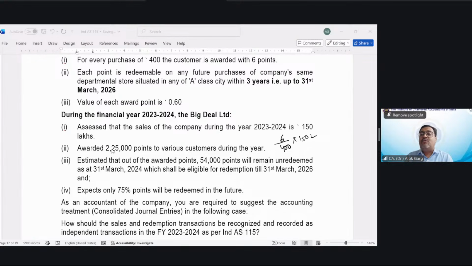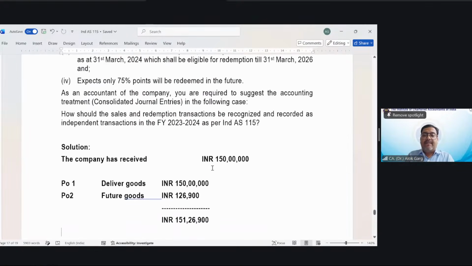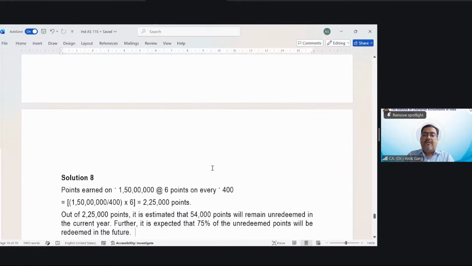This will give you 2,25,000 reward points. If you see here, points earned on 150 lakh at the rate of 6 points on every 400. So 150 lakh, 1 crore 50 lakh, divided by 400, multiplied by 6, gives 2,25,000 reward points.